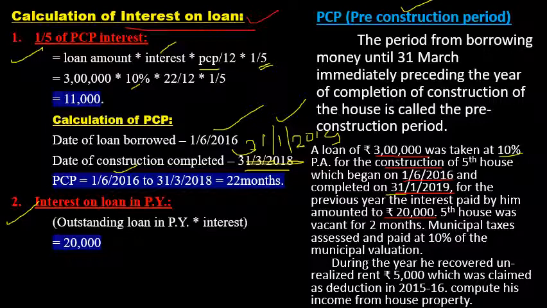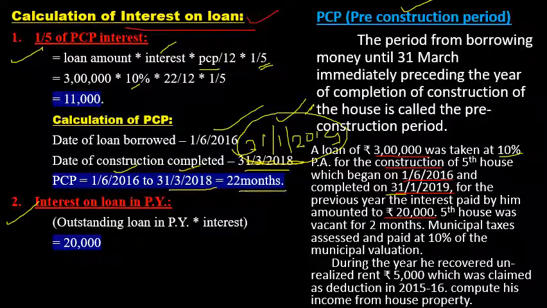Now the PCP starts on the date on which the loan was borrowed, that is from 1st June 2016 till 31st March prior to the date on which the construction completed. Previous 31st March to this particular date, to the date on which construction completed. So till 31st March 2018, not 2019. 2019 is the next year. Previous March to January 2019. So till March 2018, you have to find out the PCP.